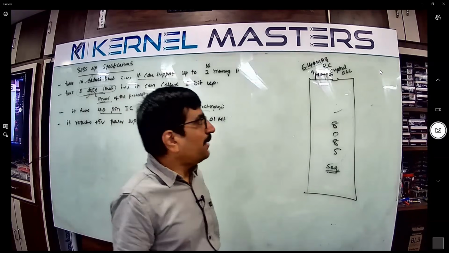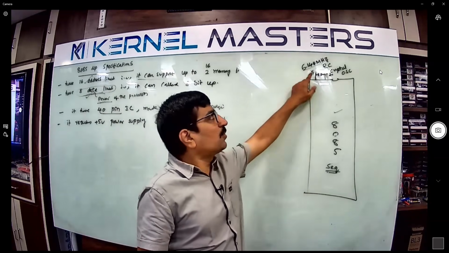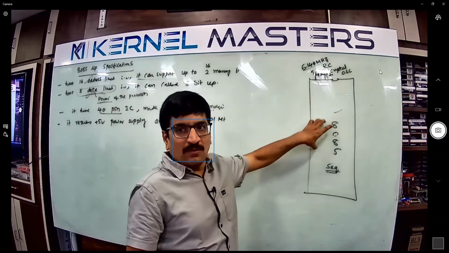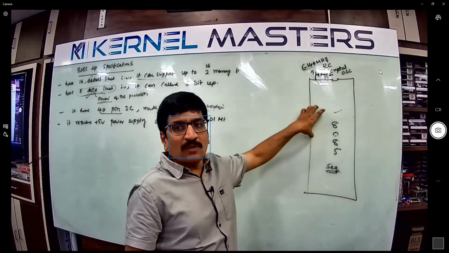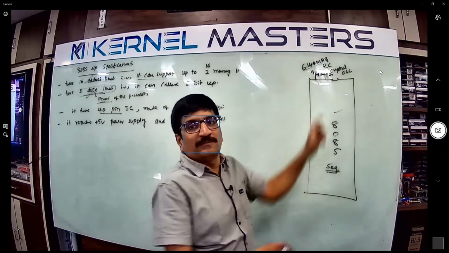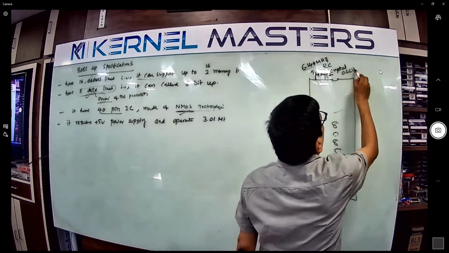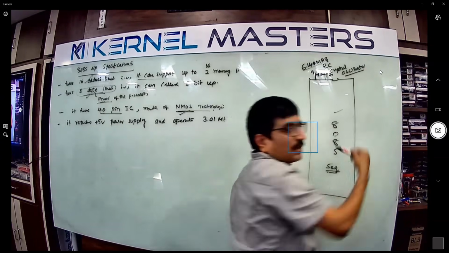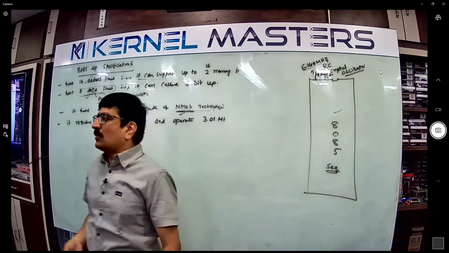Who provides the timing? The clock is a timing source. What is the clock source? Oscillator. The oscillator is the source of the clock. If there is no oscillator, we don't have the clock.